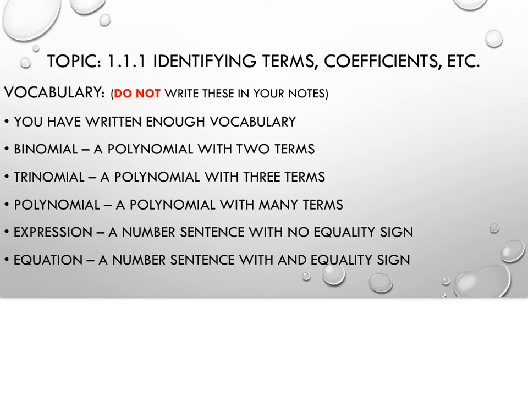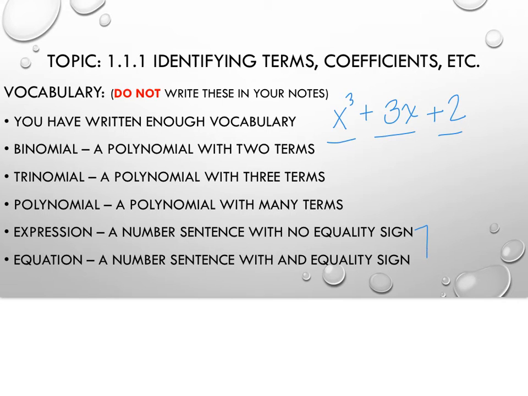So we talked about a monomial being a number sentence with one term. So let's say 3x is our monomial. Now, if I want to make it a binomial, it's a polynomial with 2 terms. So I could add a plus 2. Now it's a binomial. And now it's a trinomial because there are 3 terms. And polynomial is just kind of a general thing that says many terms.